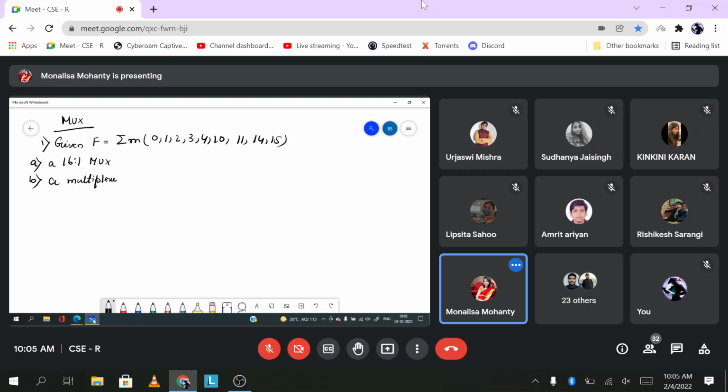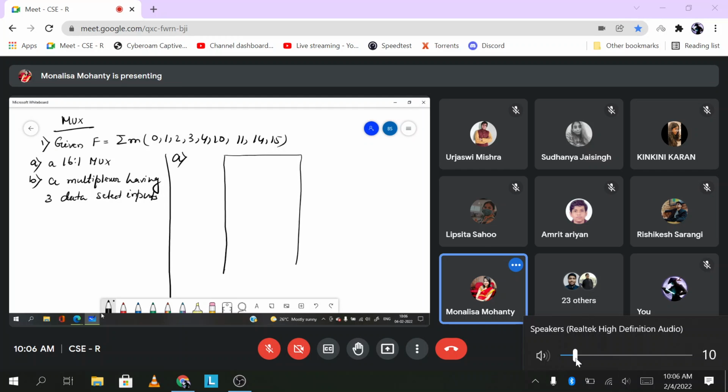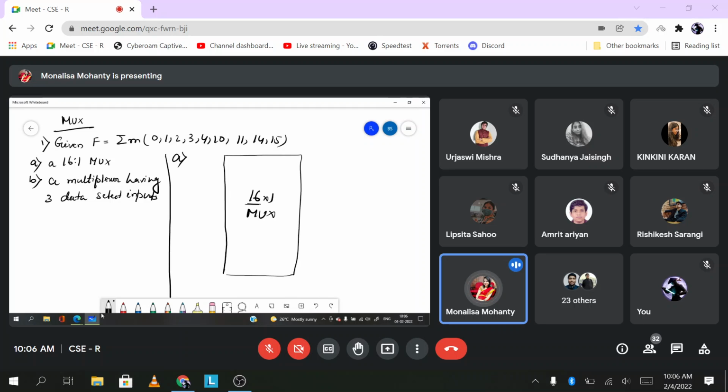So option A is you need to solve it using a 16 cross 1 mux. 16 cross 1 mux means I'll directly take 16 cross 1 mux. Rule says if you are having 16 number of input lines, then you should have 2 to the power, how much is 16? 2 to the power 4 is 16. So you should have 4 number of selection lines. So say S3, S2, S1 and S0.